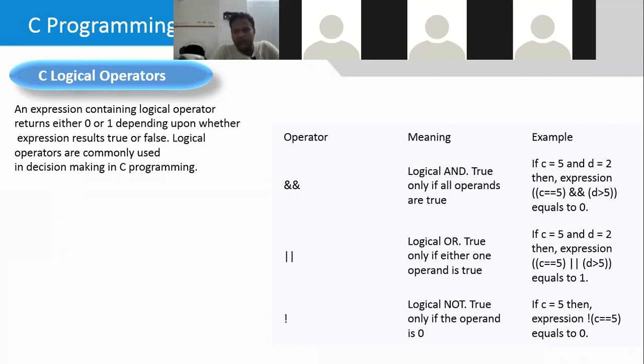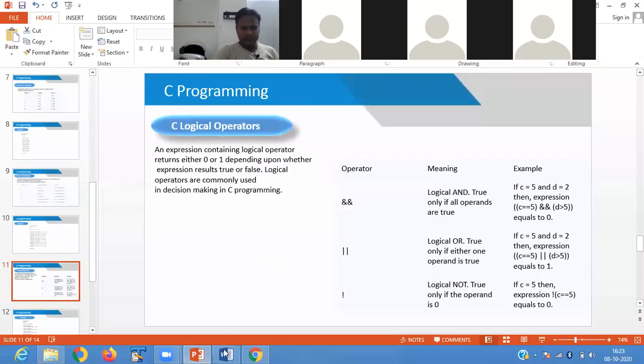The and, or, not. The logical and is true only if the operands are true. Or operator, if any one condition is true, it returns true. Not operator, if your condition is true, then it returns a false value. Now we come to that logical part.